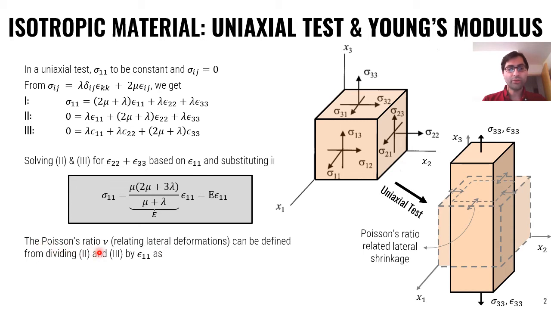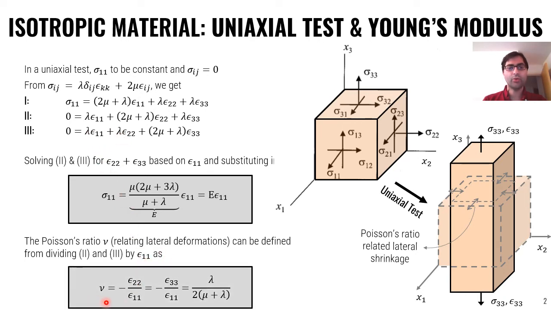For the Poisson ratio, nu, that relates lateral deformation, as you see here, we can use equations 2 and 3 divided by epsilon 11, and as a result we get nu equal to minus epsilon 22 divided by epsilon 11, or minus epsilon 33 divided by epsilon 11, which is equal to lambda over 2 mu plus lambda.